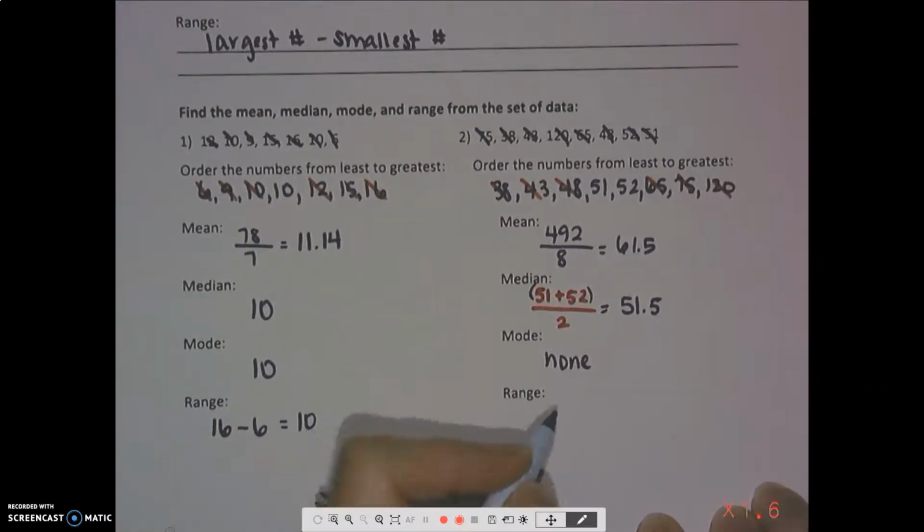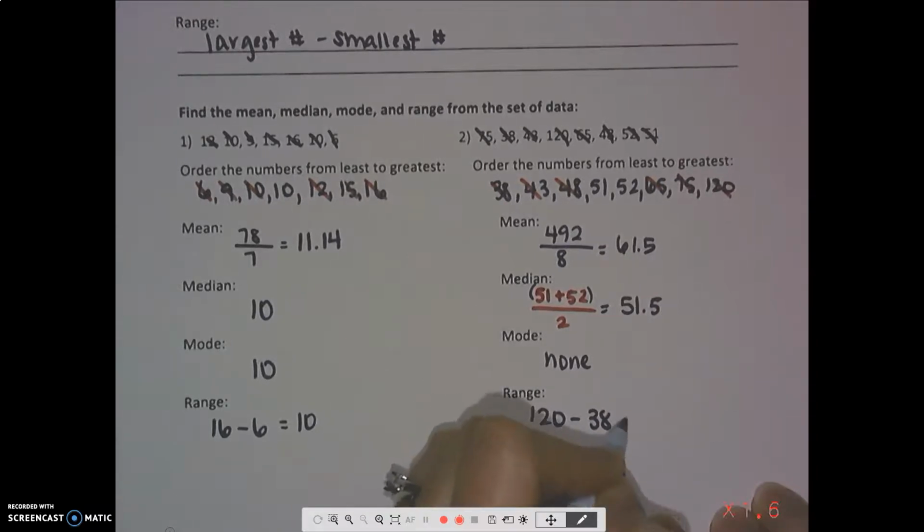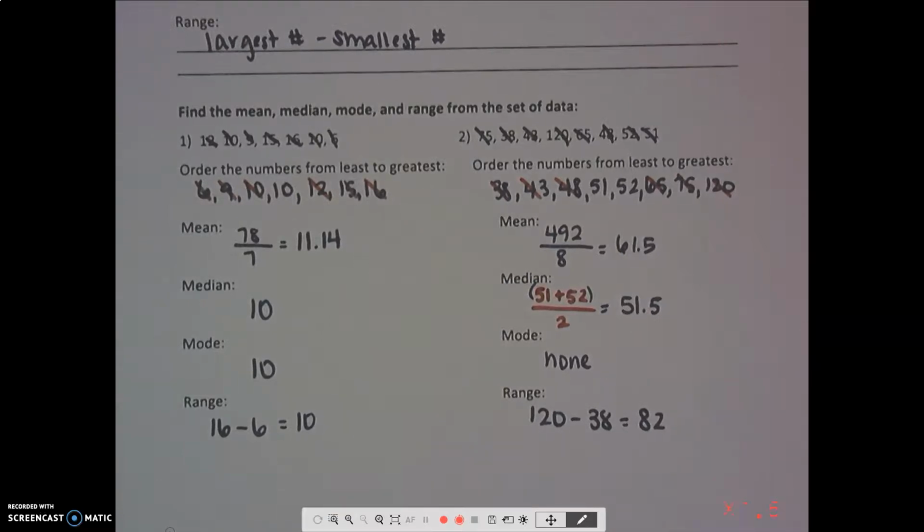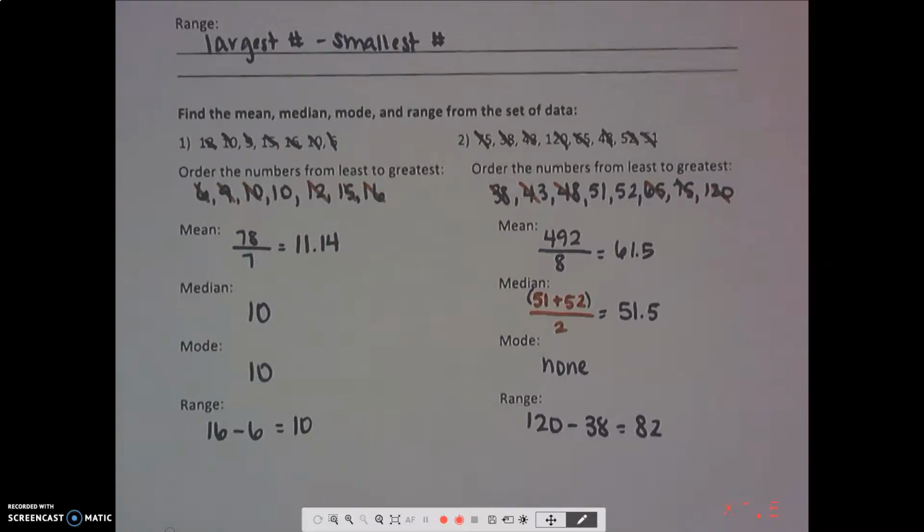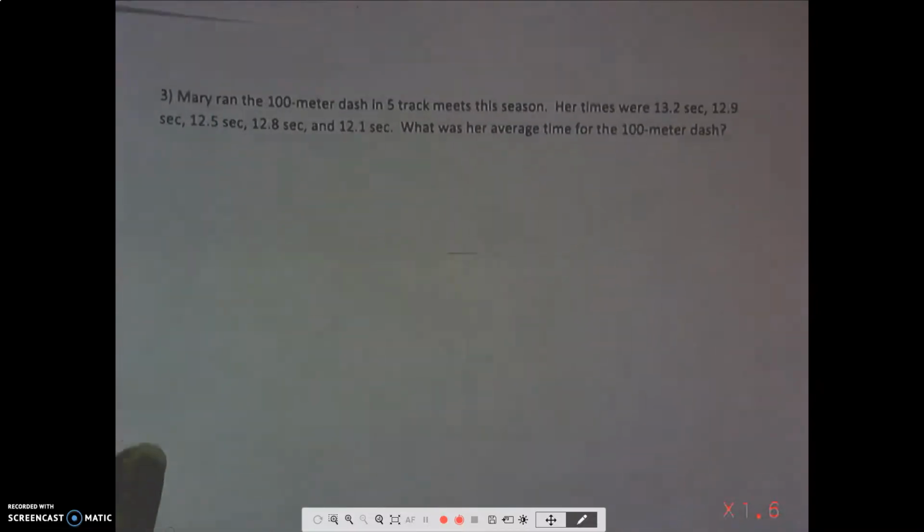And then for range, we're going to take the highest, 120, and subtract 38. And there we would get 82 as our range. Okay? Now, some questions are going to ask you just to find those specific things, and then others are going to put them into a context of things. So that's what we're going to look at next here.